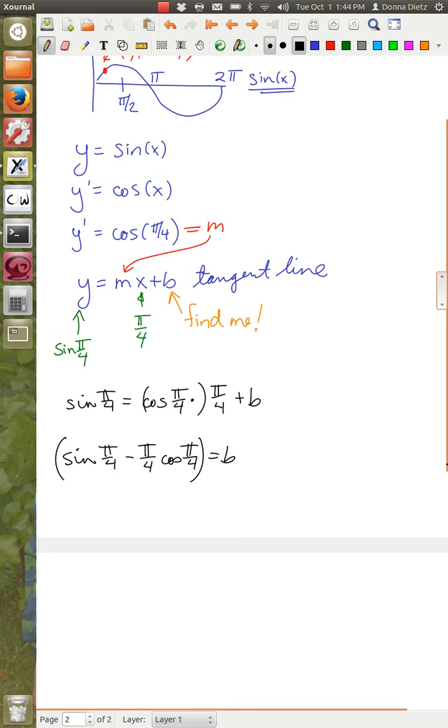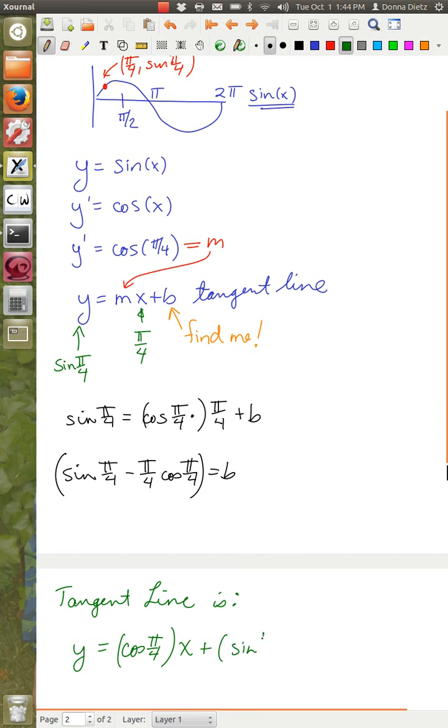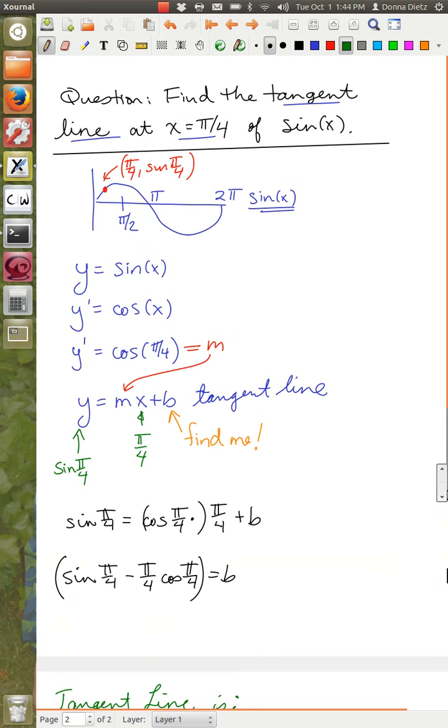Okay, we're almost done. All we have to do is reassemble this thing. So the tangent line is y equals cosine pi over 4 times x, and then whatever b is. b is this mess that we solved for. And that isn't that bad, and that would be full credit. And that's the process.